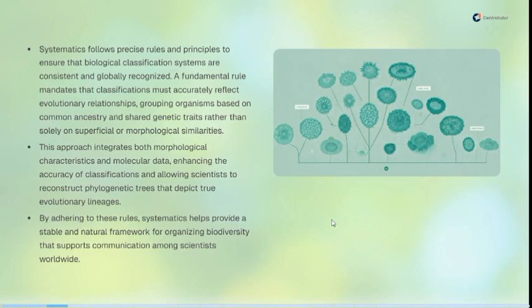They try to examine these organisms and see how their genetic traits are alike, and find out if they had common ancestry. They don't just look at the structure of, maybe, their skeleton, which is their morphological data. They don't just use that to examine or classify organisms. So this is a more rule-based method of classifying living organisms. This approach integrates both morphological characteristics and molecular data, enhancing the accuracy of classification, allowing scientists to reconstruct phylogenetic trees and depict true evolutionary lineage.